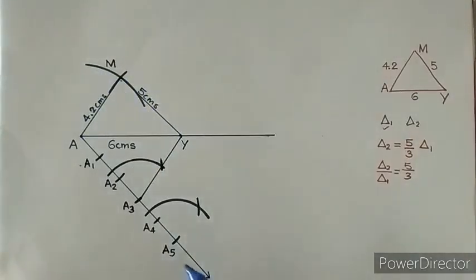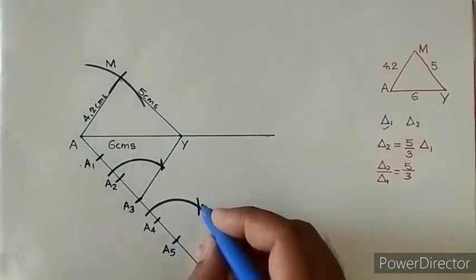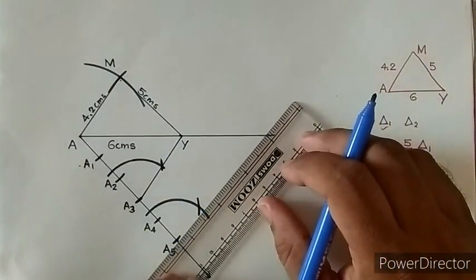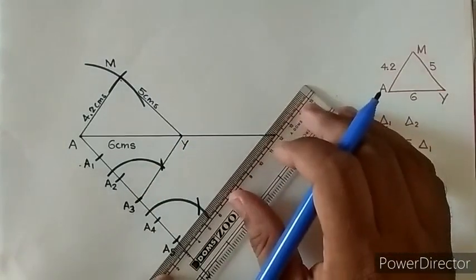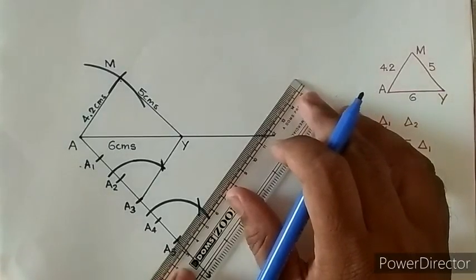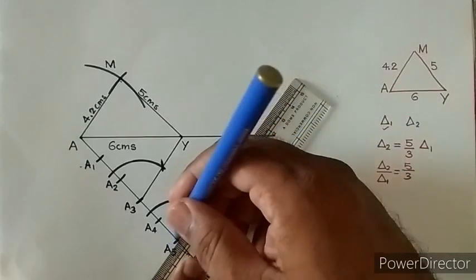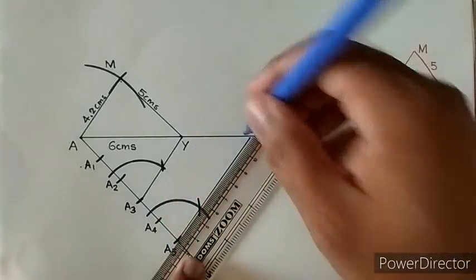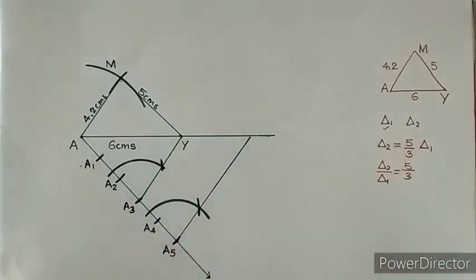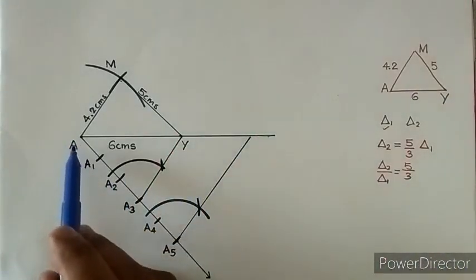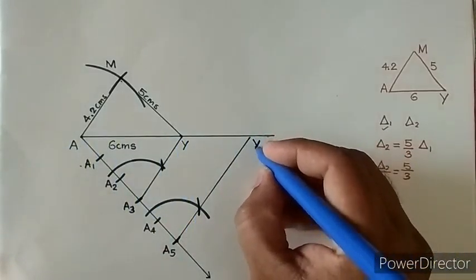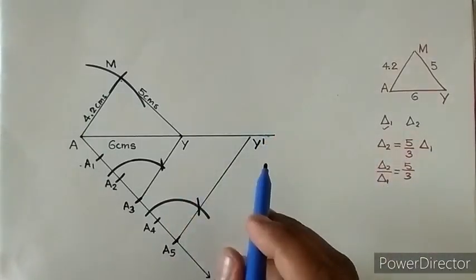Now let's mark these points, A5 here and this point, and with the scale, let's draw the line. This will be surely parallel to the other line. So let's draw that line. So this line is coming parallel to this one. You have A here, this is Y, this will be Y bar as we had in the question.